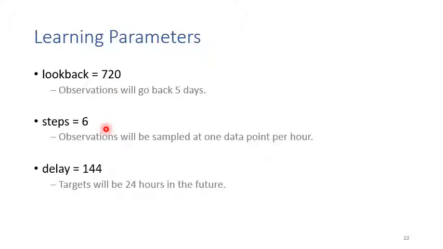And then we need to decide the steps. We don't need to use every 10 minutes to predict future temperature. Actually, the temperature won't change a lot in the next hour. So we set the steps to 6, which means we will sample 1 data point per hour. Next is the delay. This is how far ahead we want to predict. This is the target we want to predict. Our target is to predict the temperature in 24 hours, in 1 day.